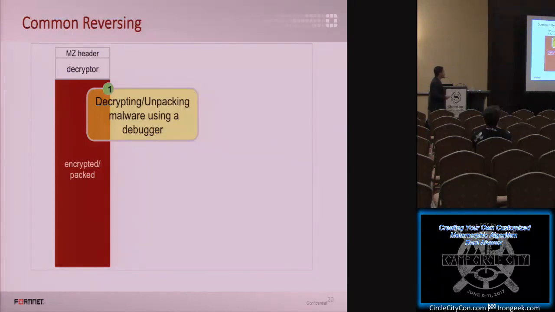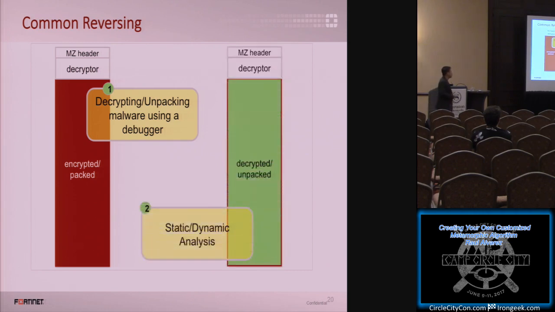For common reversing, normally if you have encountered a packed or encrypted malware or infected file, usually you try to unpack the malware. Then you can use the decrypted or unpacked version to do static or dynamic analysis. You can use IDA or you can dump it to some disassembler and so on.